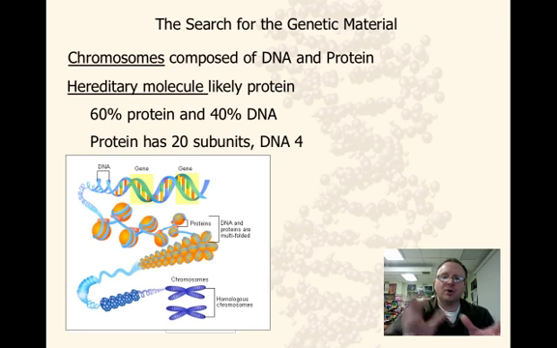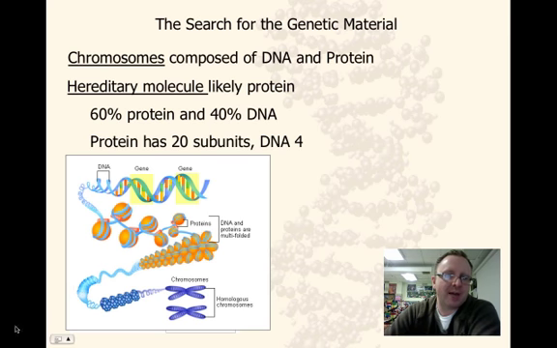Now, if you're limiting yourself to just chromosomes as being the suspect, and chromosomes are made up of DNA or protein, then it really is either DNA or protein, which is the genetic material. Most scientists during this time believed that it was more likely that protein would be the genetic material, and there were really two major reasons for that.